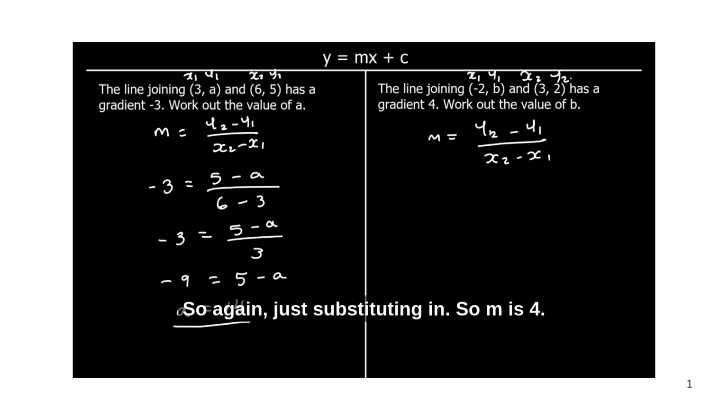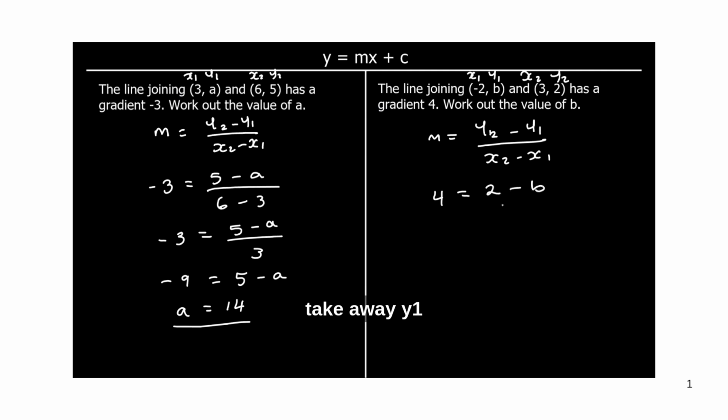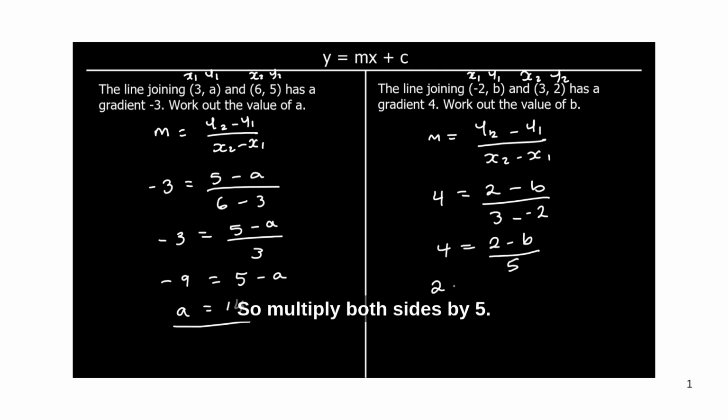So again, just substituting in. So m is 4. And we've got y2 take away y1 over x2 take away x1. 2 take away b over 3 minus 2, which is 5. So multiply both sides by 5. Add b to both sides. Take 20 away from both sides. b is negative 18.